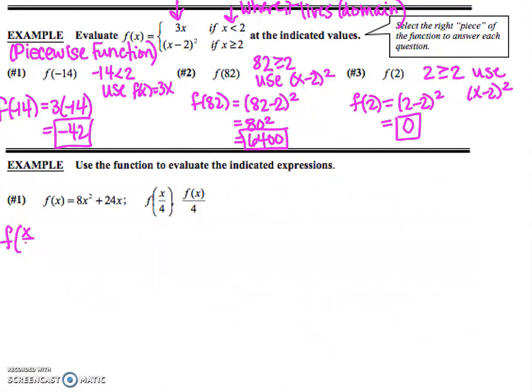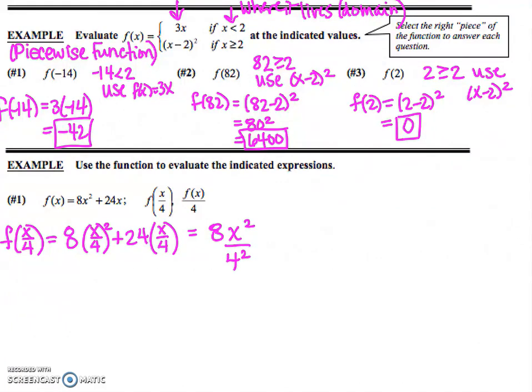f of x over 4 means that we are plugging in x over 4 for the variable in the expression. So f of x over 4 is going to be equal to 8 times x over 4 squared plus 24 times x over 4. And then I can go ahead and simplify that. So that's going to be equal to, I have to sprinkle my exponent here, 8 times x squared over 4 squared plus 24x over 4, which both of these, of course, can be simplified because 4 squared is 16.